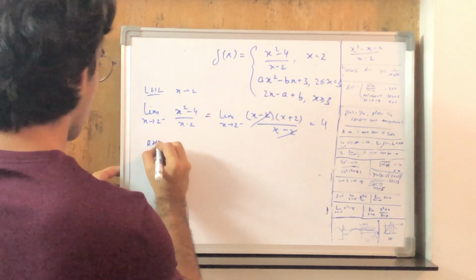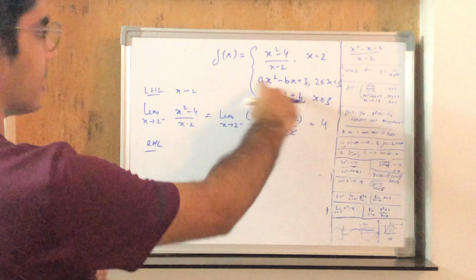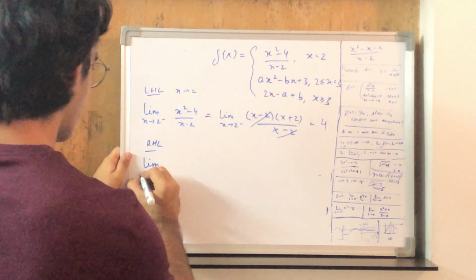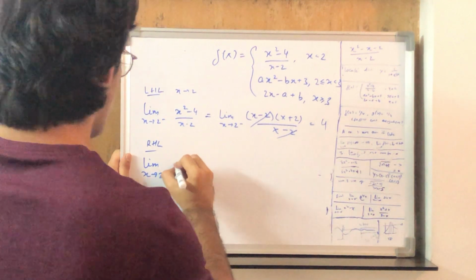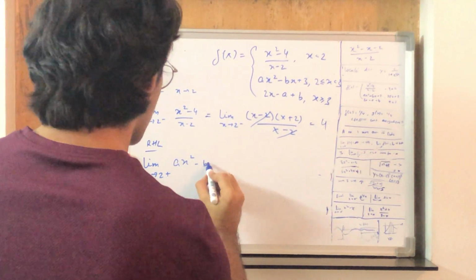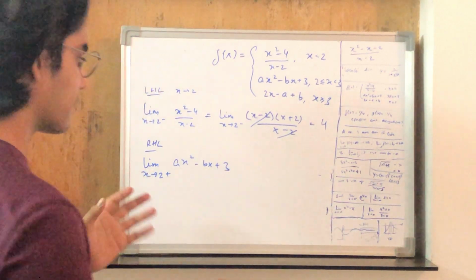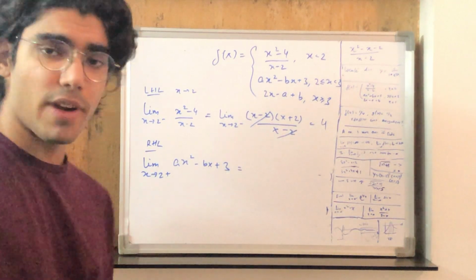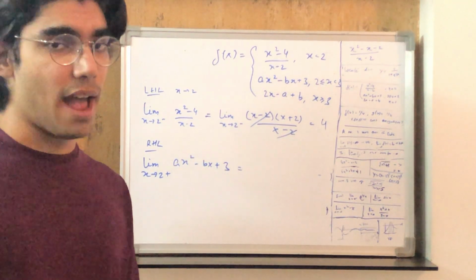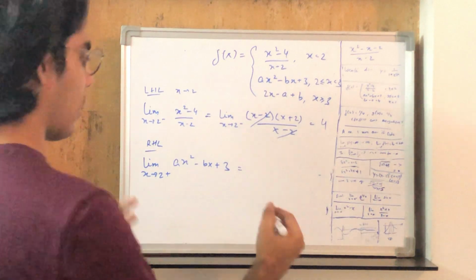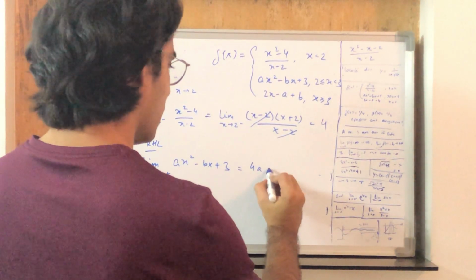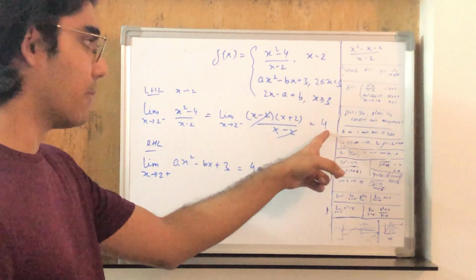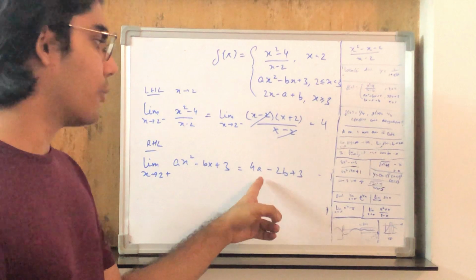Let's find the right-hand limit for when x is approaching 2. Now I consider this middle function. So I have limit x tending to 2 plus of ax squared minus bx plus 3. This is a straightforward quadratic function, so I can just plug in 2 here. What would that yield me? That would give me 4a minus 2b plus 3. So the left-hand limit gives me 4, and the right-hand limit gives me 4a minus 2b plus 3.